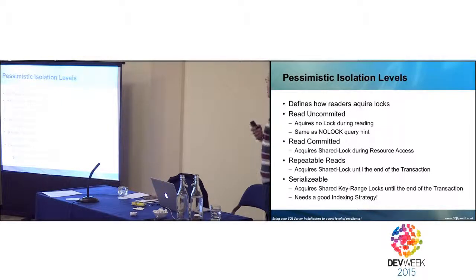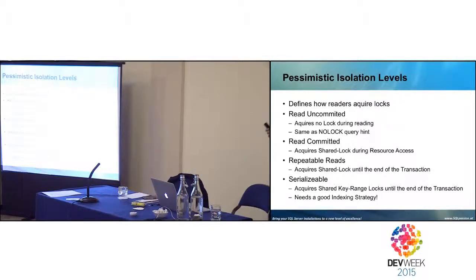When we talk about pessimistic isolation levels, we have 4 different isolation levels. Our default isolation level is always read committed. Means when you don't specify a specific isolation level, your transaction just runs in read committed. As I've said previously, when we choose the isolation level, we just influence how long a reader, a select statement, is holding their shared locks.